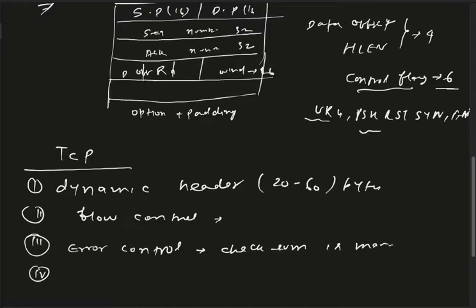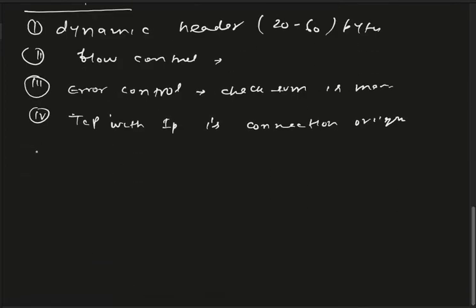It is 4 points. TCP with IP is connection oriented. It is also available at the application layer, meaning HTTP, SMTP, FTP (file transfer protocol), and telnet are also available.